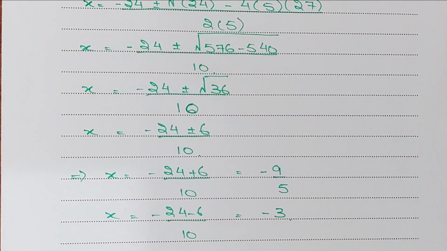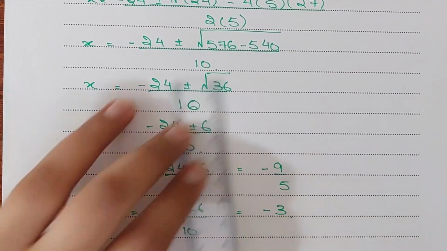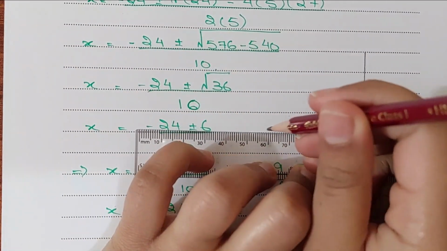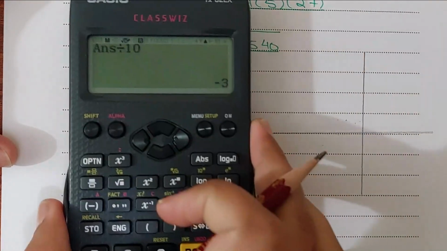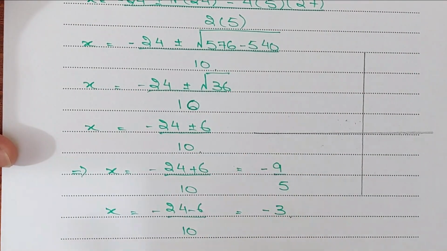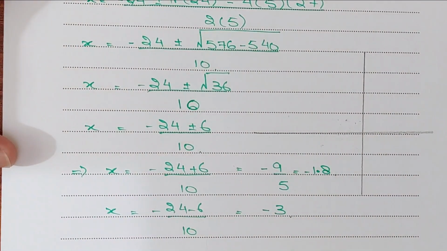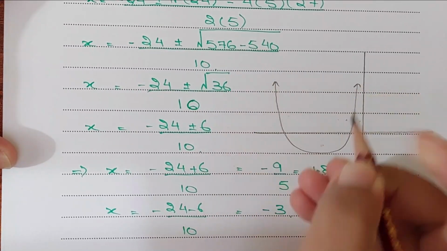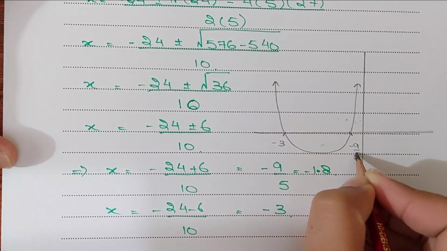Now let me draw this quadratic curve. We know that both the roots are negative. What is minus 9 by 5? This is minus 1.8. One root is minus 1.8, the other is minus 3. So the parabola looks like this. This root is minus 3, and this root is minus 9/5, that is minus 1.8.